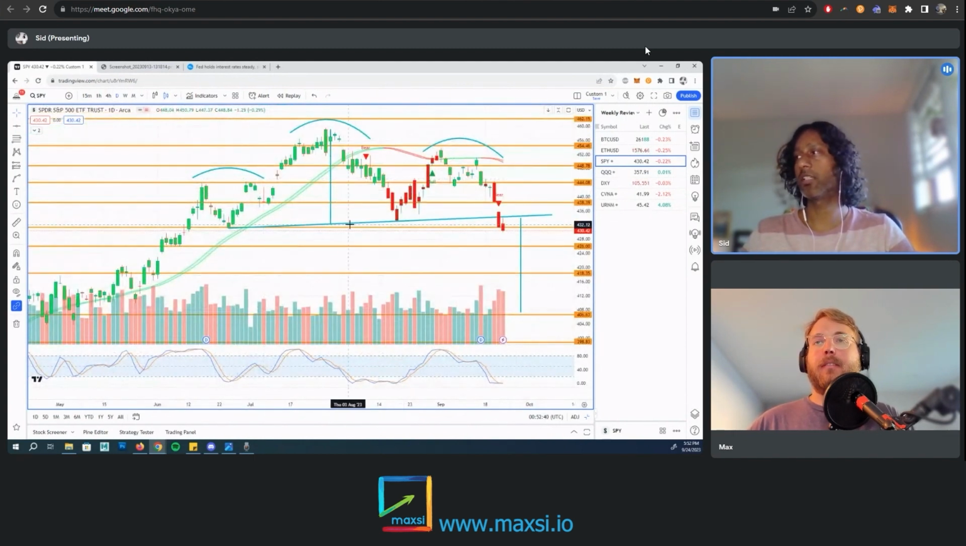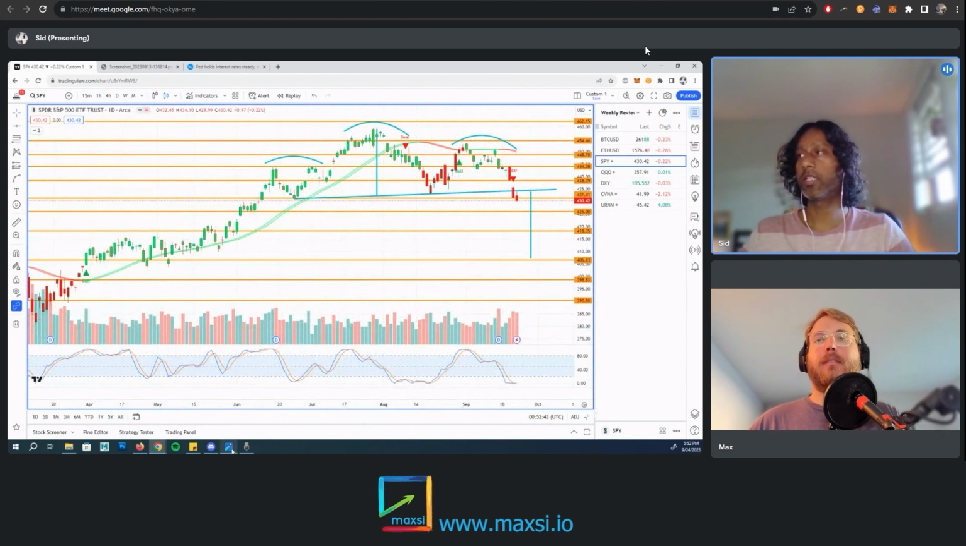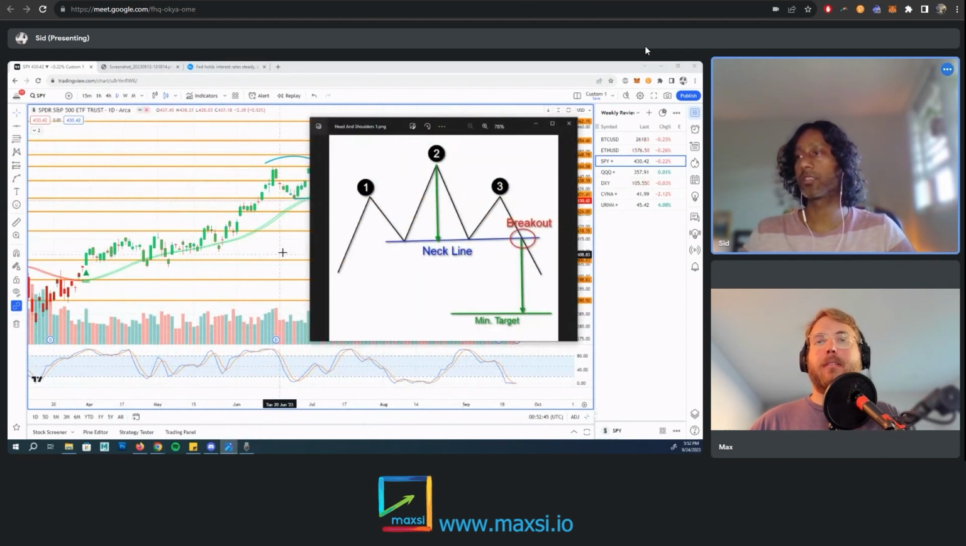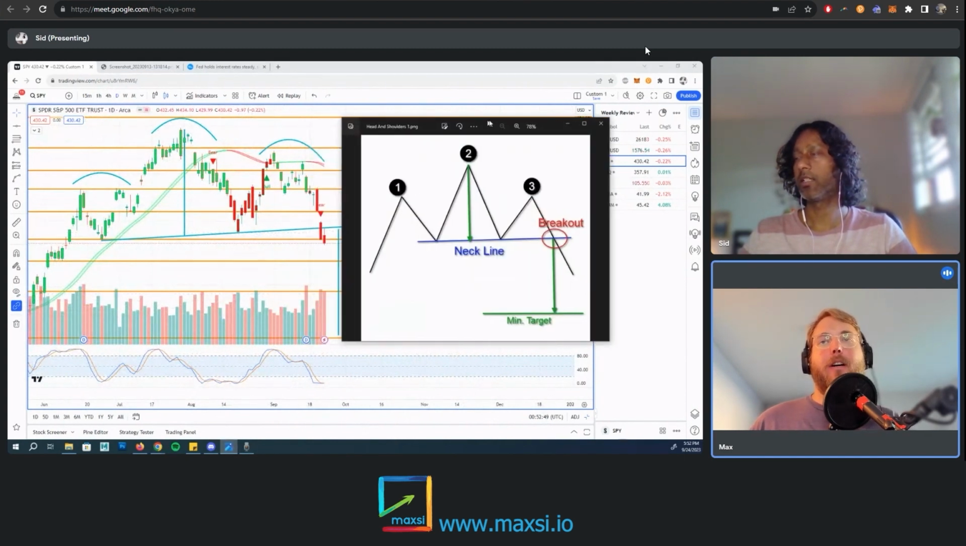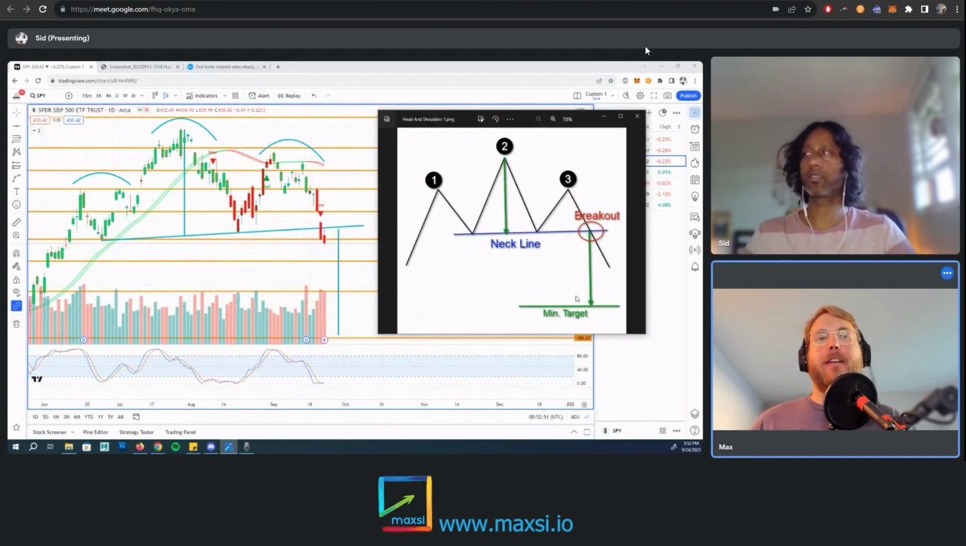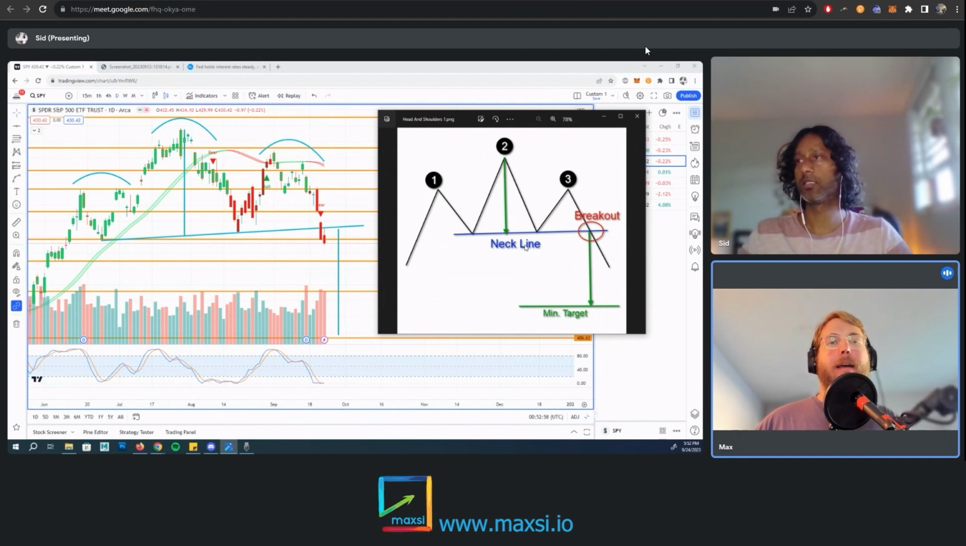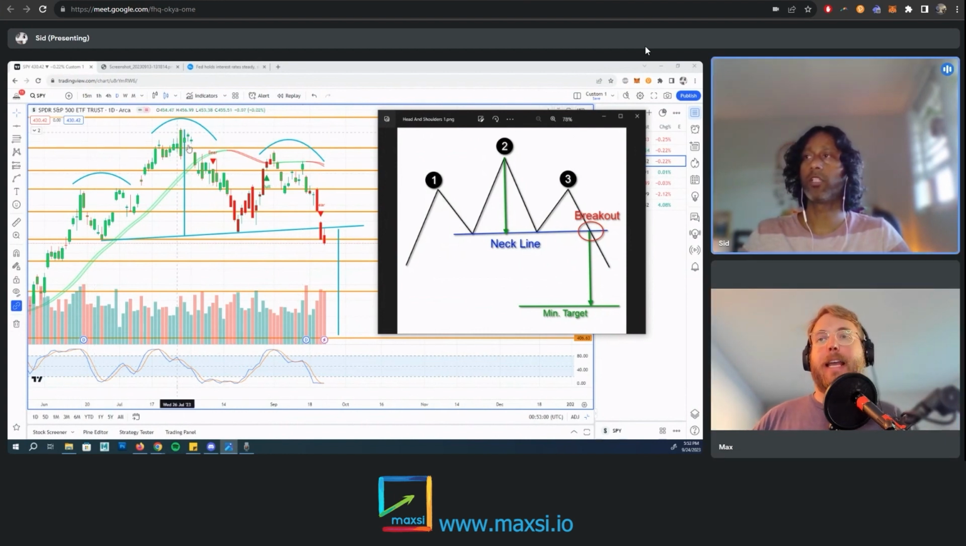if I change it to the daily time frame, we see a head and shoulders. This is a big technical analysis pattern. It's pretty clear here. You've drawn it out nicely there. You can clearly see the 1, 2, and 3 points that make up this pattern.